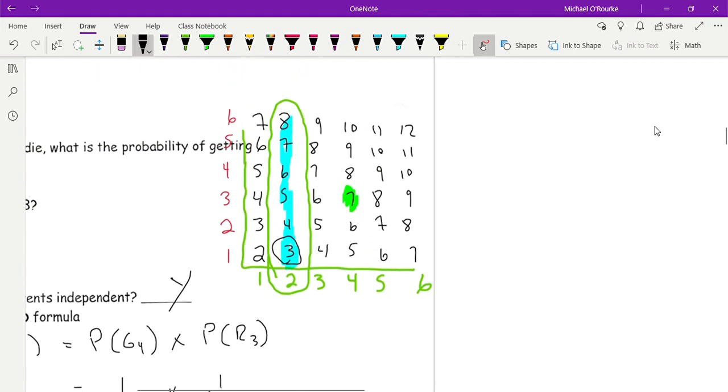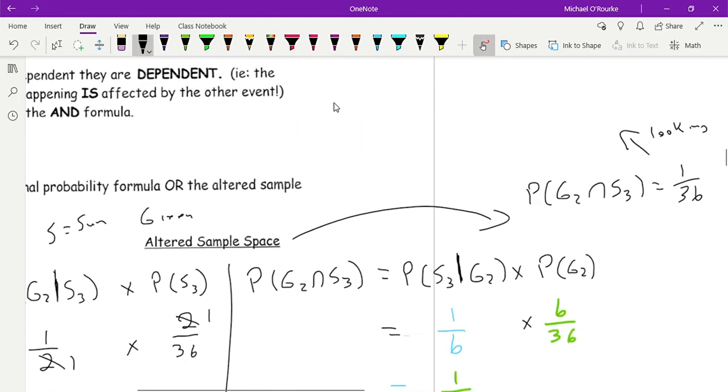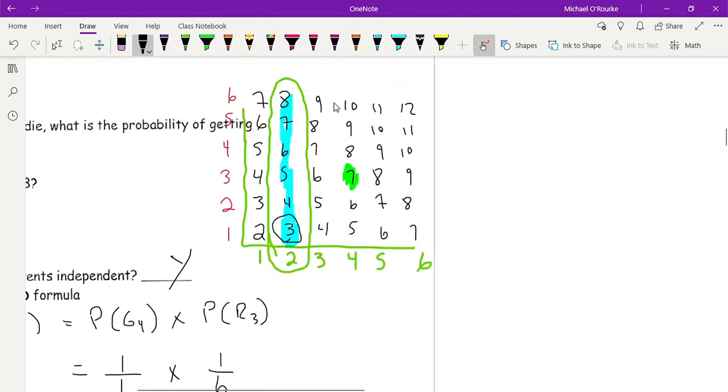The other way to do it is we could just look at our sample space. So we made that area, that's our sample space, right? And we could say, okay, we need a green 2 and a sum of 3. Green 2, how many sums of 3 do we have? 1. Out of how many different options do we have? 36. Right?